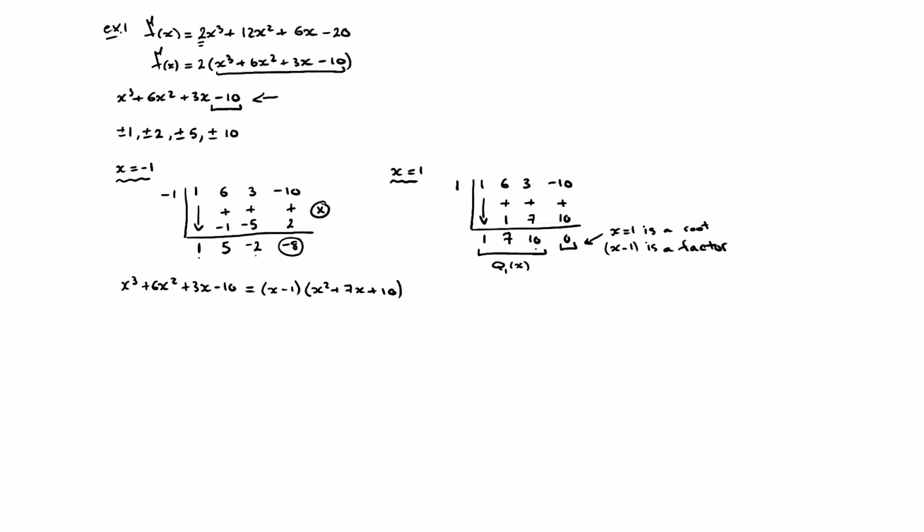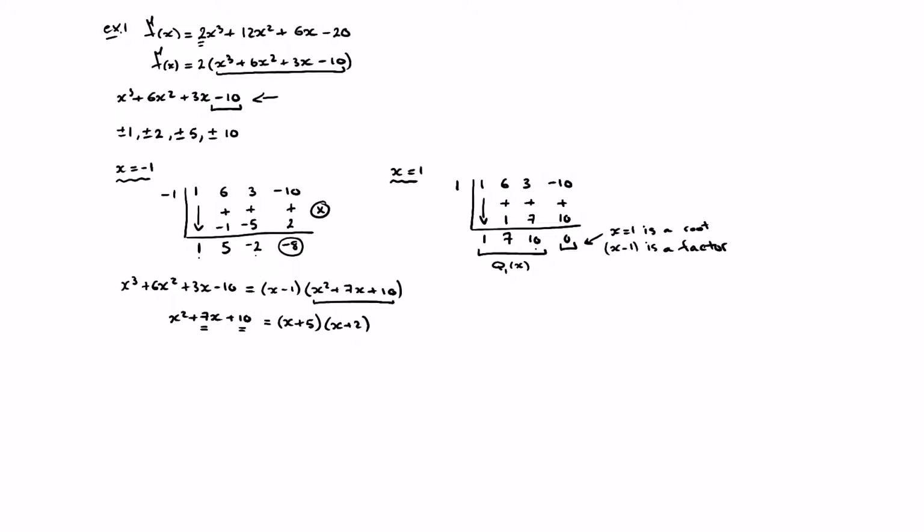And now we could carry on with this method, but since our q1 of x here is a quadratic polynomial, or a quadratic function, we can just go ahead and factor this the usual way. For instance, we could go ahead and split the middle term. So if we consider x squared plus 7x plus 10, we're looking for two numbers which add up to give 7, and whose product is 10. And it doesn't take us long before finding that x plus 5 times x plus 2 work, since 5 plus 2 equals 7, and 5 times 2 equals 10.